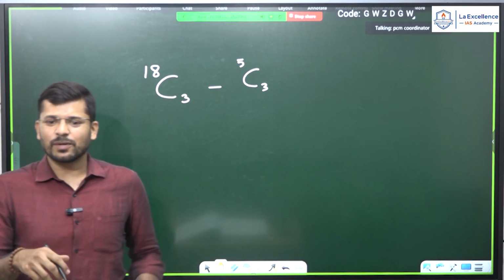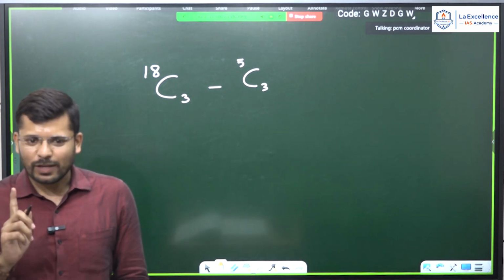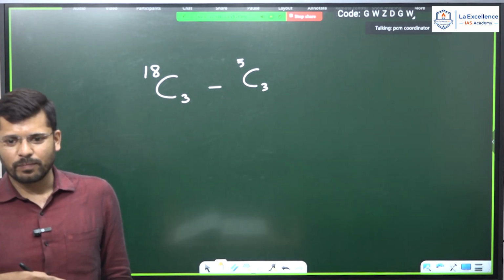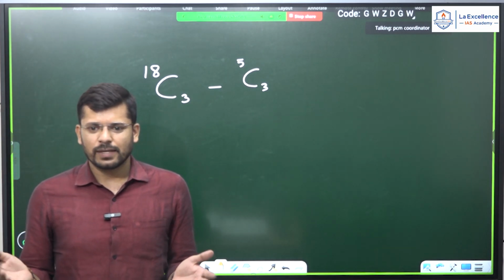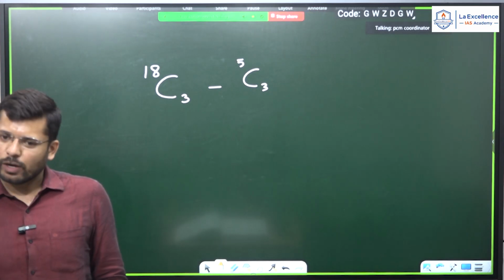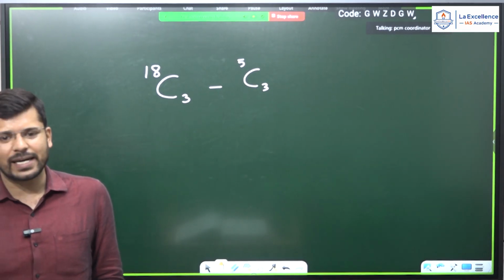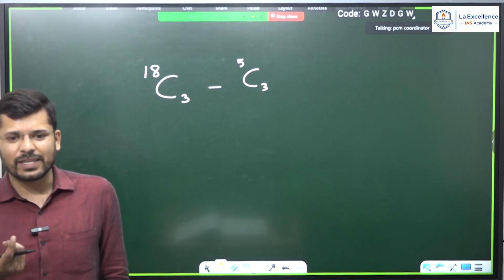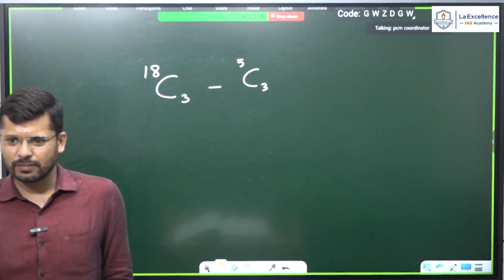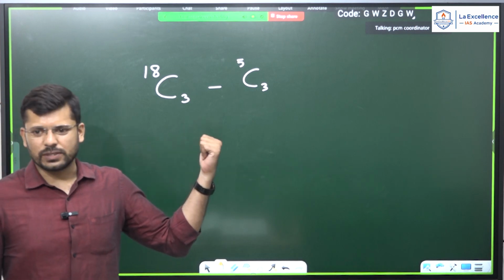See, in the earlier case, among the 5, there was a straight line possible. But among the 5, the triangle is not possible at all. If you pick any 3 points or all the 5 points, they will not give you a single triangle. They will only give you a straight line. Correct? That is the definition of collinear. They are in the same line. Correct? So this is our final expression.